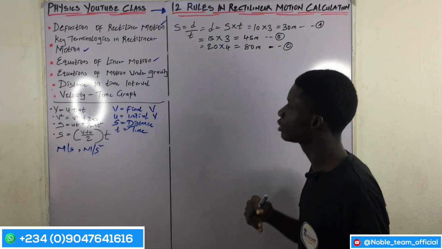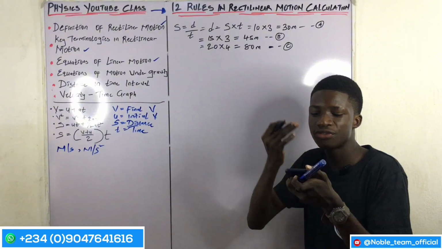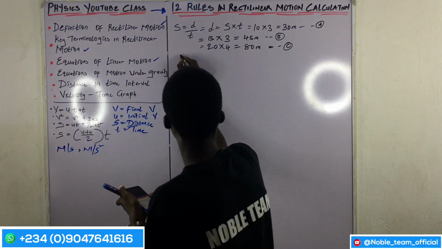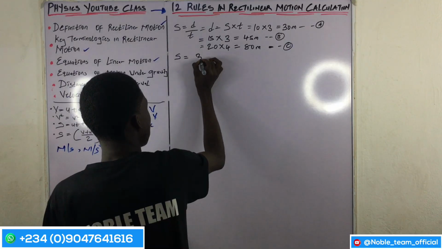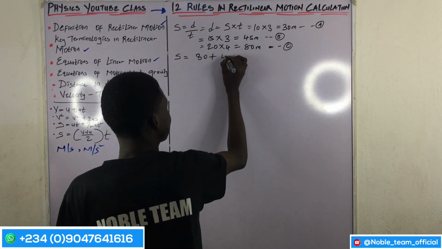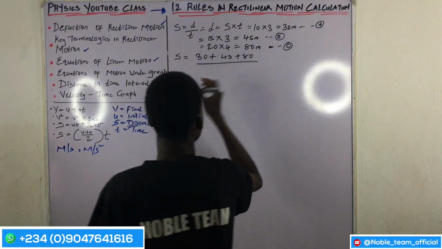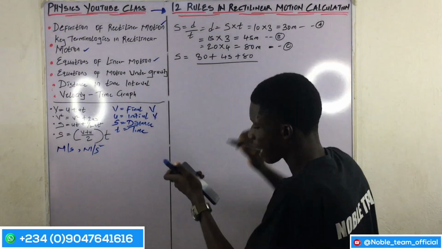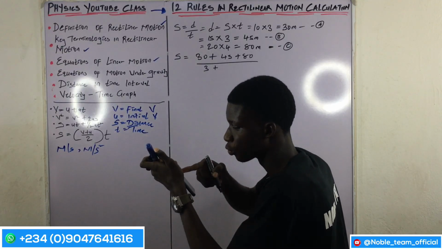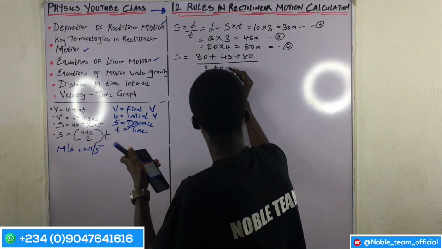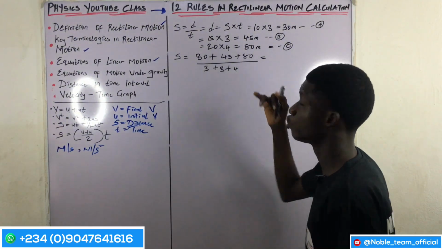We are done. Now we want to get the average of this. They said average of the speed, which is going to be S, is equal to the distance. I'm going to be writing 30 plus 45 plus 80 divided by the time. Now the first time was what? 3, plus the second time was also 3, and the third one was 4. Then you sum up this. Once you sum up this, you arrive at the answer.